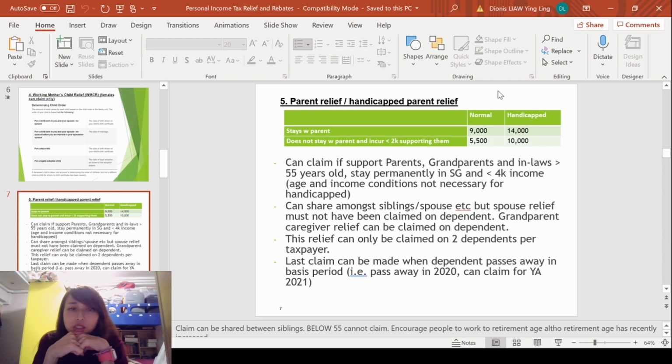So this relief can be claimed on 2 dependents per taxpayer. So the max I can get, for example, if both my parents stay with me, then I can get 9,000 times 2. I can get 18,000 tax relief.